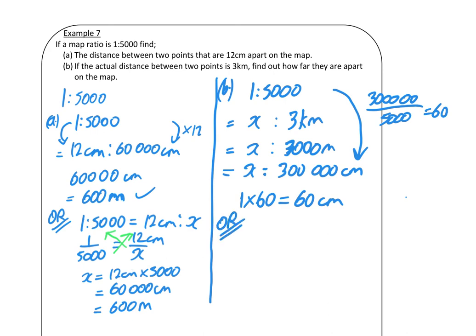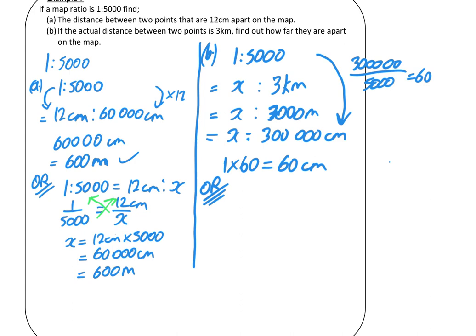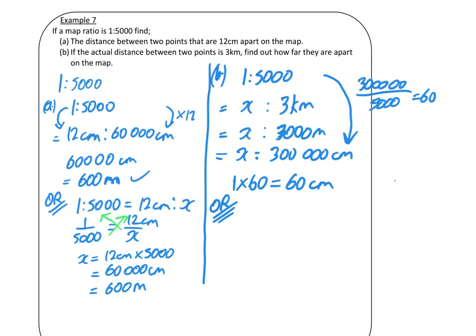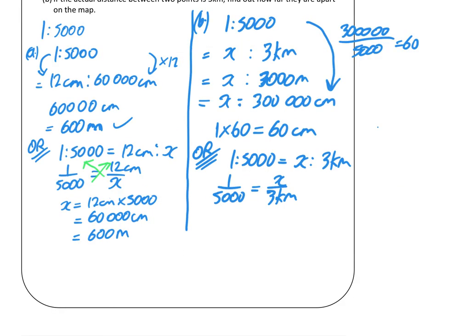Okay, right. I find that a bit confusing, that method, if I'm honest, so I will look at the other way of doing it. I think it's much easier just to say 1 to 5,000 is equal to x to 3 kilometers. And then we'll say 1 over 5,000 is equal to x over 3 kilometers. If we cross multiply, so I'll show you my cross multiplying line, the 3 is multiplying up here, the x is multiplying up here, and you're going to get 3 kilometers times 1 is just 3 kilometers is equal to 5,000x.